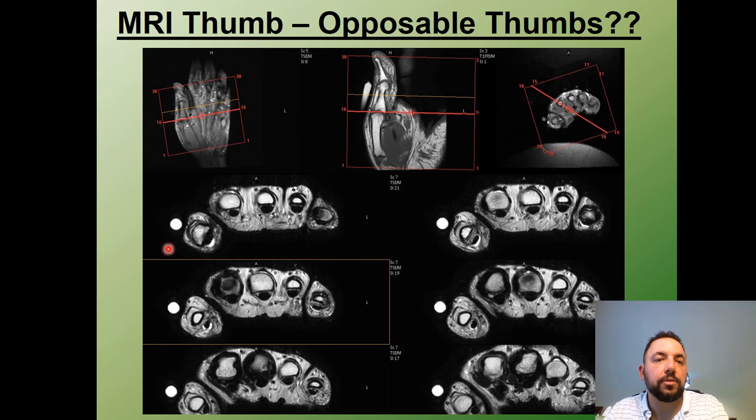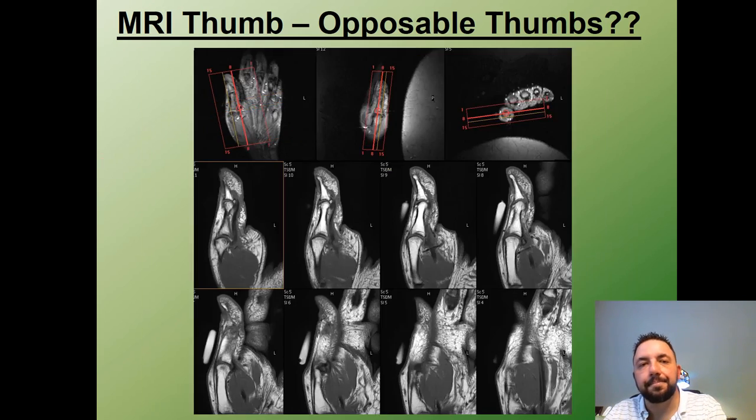So here's my axials. My coronal would be here. My sagittal would be this way here as I'm drawing it. So my sagittal goes this way. My coronal goes this way. Now you have a really good sagittal through the thumb.